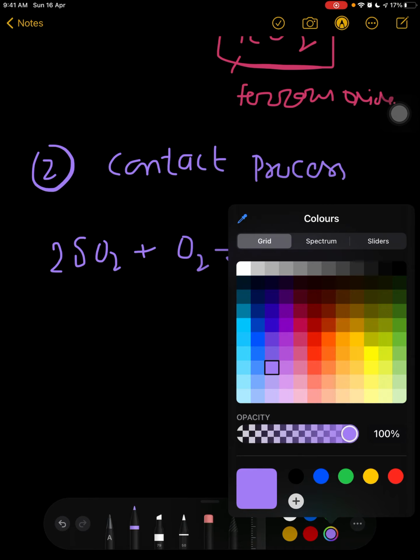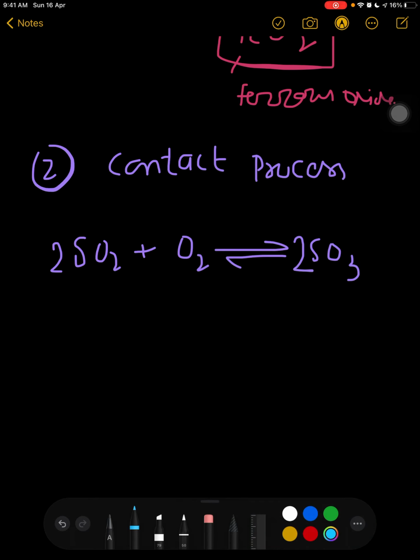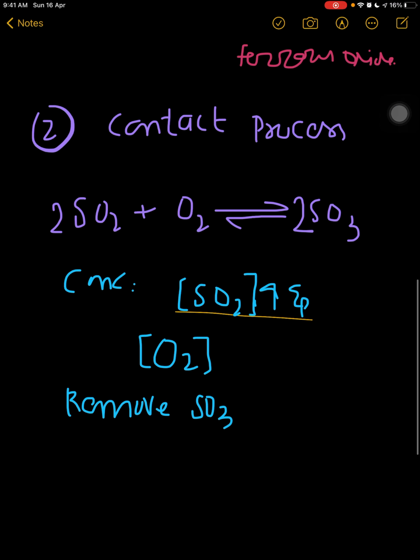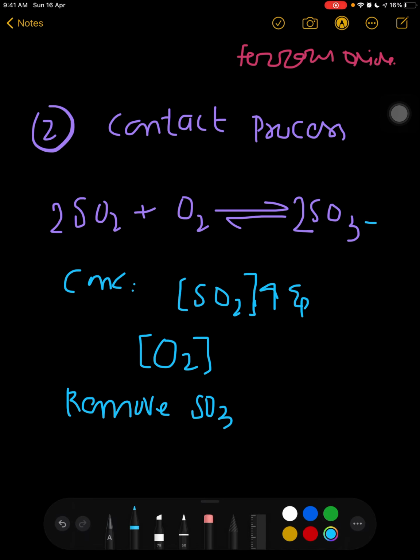Now what kind of conditions will we give to get the maximum yield? If we talk about concentration, we will increase the concentration of SO2, right? Basically we will increase the concentration of the reactants, and can also increase the concentration of O2. Another thing we can do is remove SO3, so that the reaction can proceed towards the forward direction and more product can be formed.